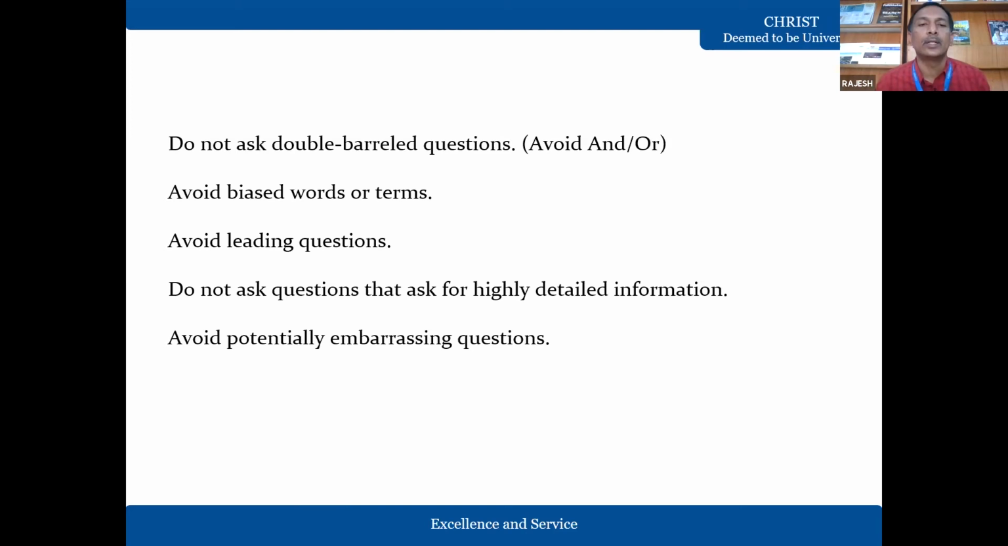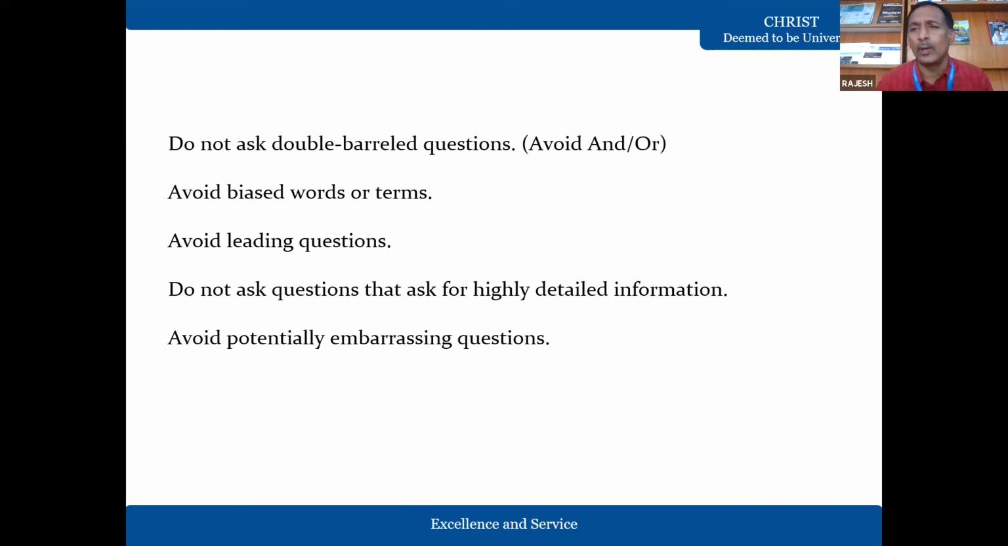Now avoid biased words or terms. For example, do you think a liberal leader like Rahul Gandhi? Now we already attached this term liberal, so that again is a biased version. For example, do you think a strong leader like Narendra Modi? Now, strong leader again becomes a highly biased opinion because you already made a decision that Modi is a strong leader. So don't get into this. Just ask the questions. Don't include adjectives or any biased terms which might have negative connotations or even positive connotations.